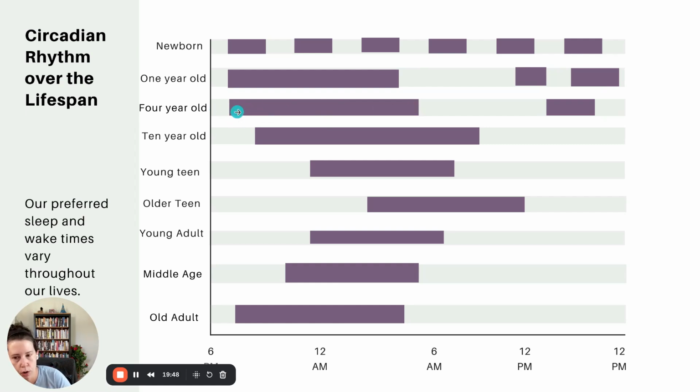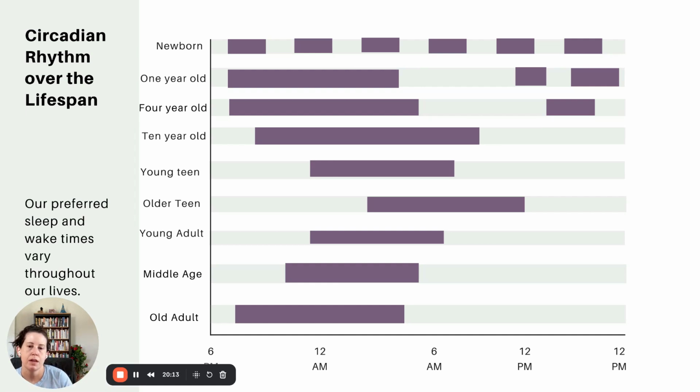They still fall asleep pretty early, and a 4-year-old's probably still going to need a nap in the afternoon. And then by the time we get to 10, now they're sleeping in one long block. They're probably not taking naps anymore, but it is a long block. 10-year-olds are long sleepers. Kids need a lot of sleep. We think it's because their brains are still developing.